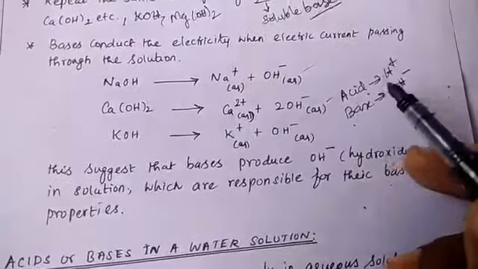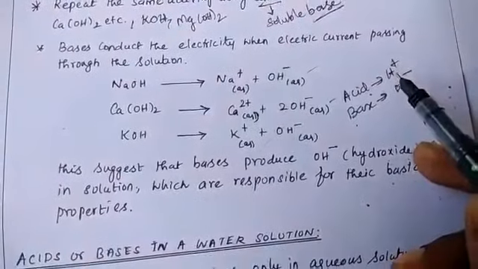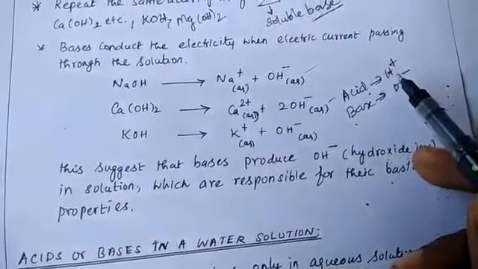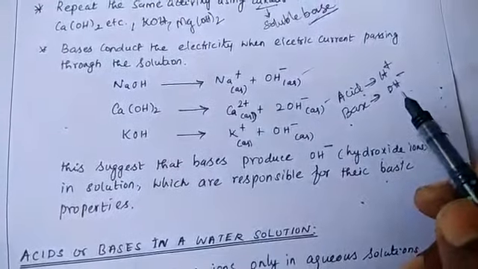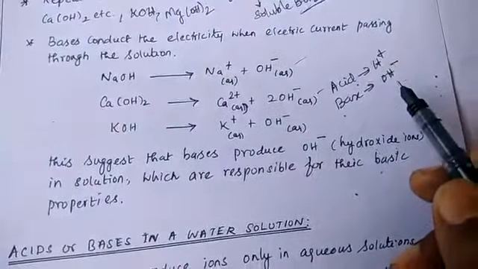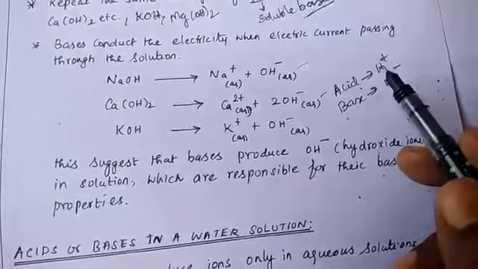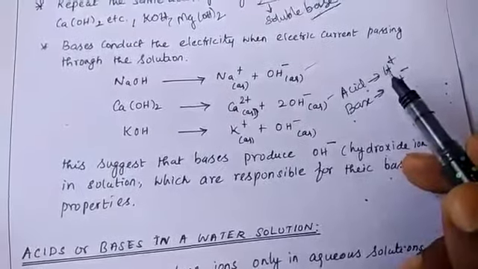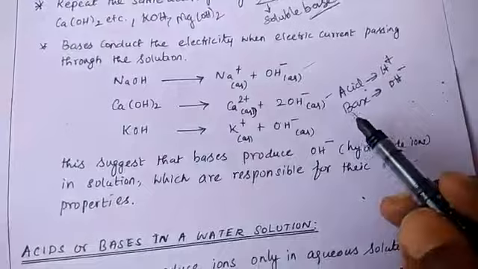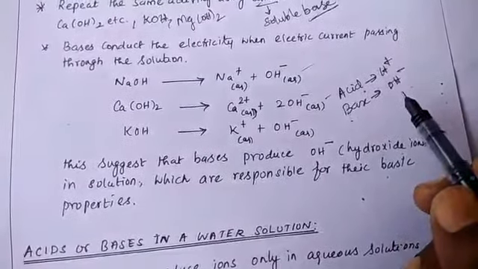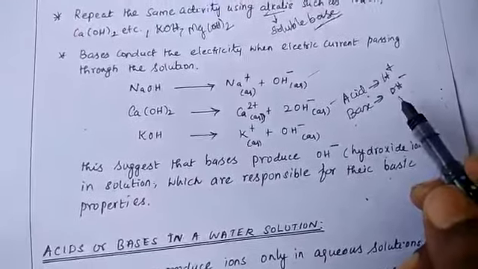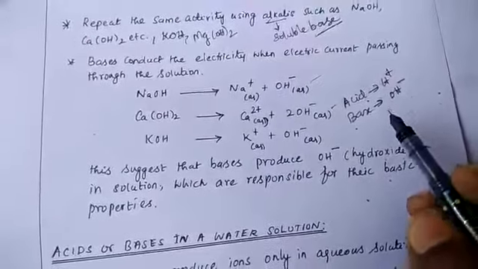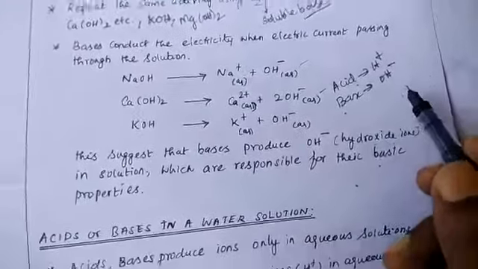So acids commonly produce H plus ion when dissolved in water. Bases commonly produce OH minus ion when dissolved in water. So acid produces H plus ion, and this H plus ion's another name is proton. Base produces OH minus ion, and this is called hydroxide ion. Generally in acids the hydrogen ion is present, and in bases the hydroxide ion is present.